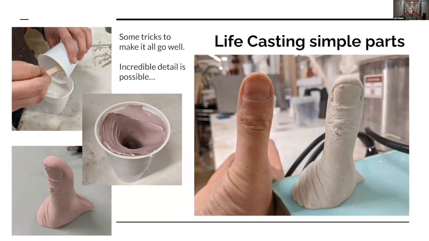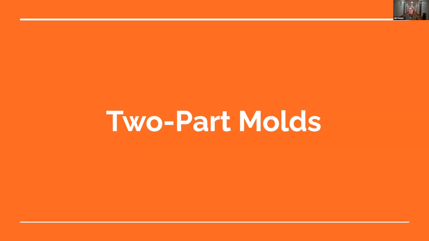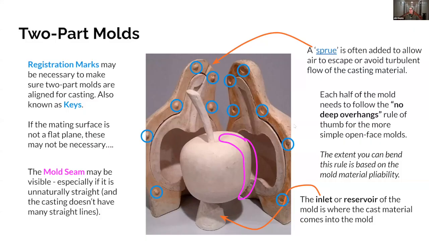One thing to note: some resins, urethane resins specifically, can't be cast into this mold to make a plastic resin part, because they foam when they hit water, and this is mostly water. So this is a situation where the mold material will cause a reaction in some casting materials, meaning you'll have a foamy muffin. But it's very fun. Life casting is a great way to do it. So, two-part molds.